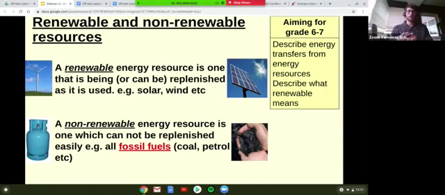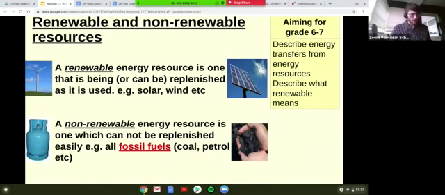So a non-renewable energy resource is one which cannot be replenished easily. For example, all fossil fuels, coal and petrol, etc. And then the other one is nuclear. Okay, so that's a non-renewable energy resource. It's a finite resource, meaning there's a limited amount of it. So, we've got the definitions for renewable and non-renewable energy resources.